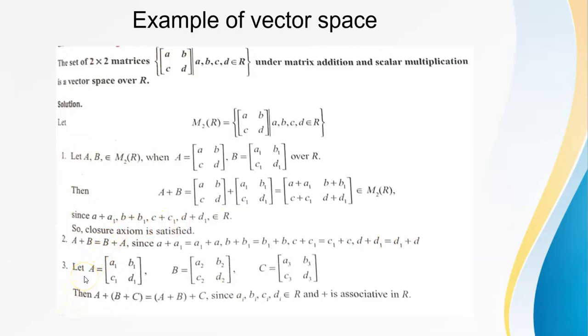Next, let A equal [a1, b1, c1, d1], and we take B equal to [a2, b2, c2, d2], then C equal to [a3, b3, c3, d3]. By using these three matrices, we want to show that associativity is true under addition. (A + B) + C equals A + (B + C), which is true because a_i, b_i, c_i, d_i belong to R.